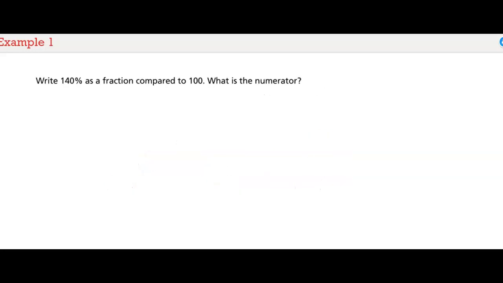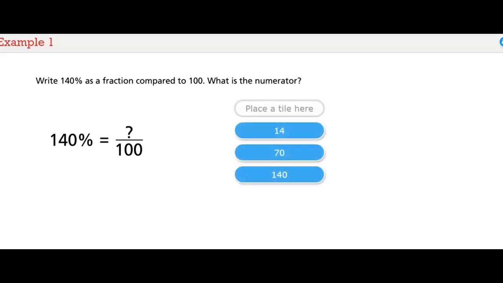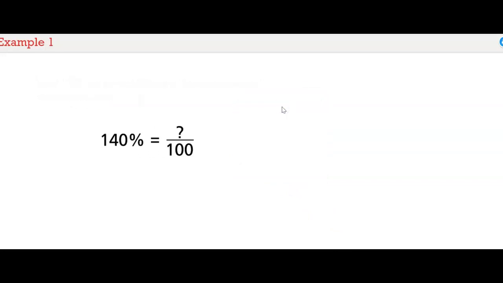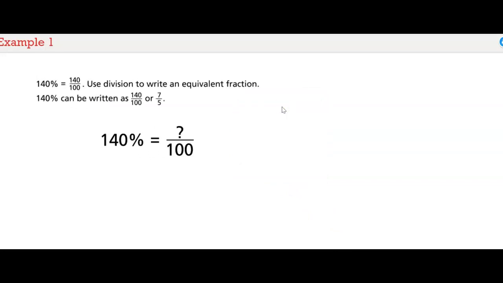Write 140% as a fraction compared to 100. What is the numerator? Select your answer. 140% equals 140 hundredths. Use division to write an equivalent fraction. 140% can be written as 140 hundredths or 7/5.